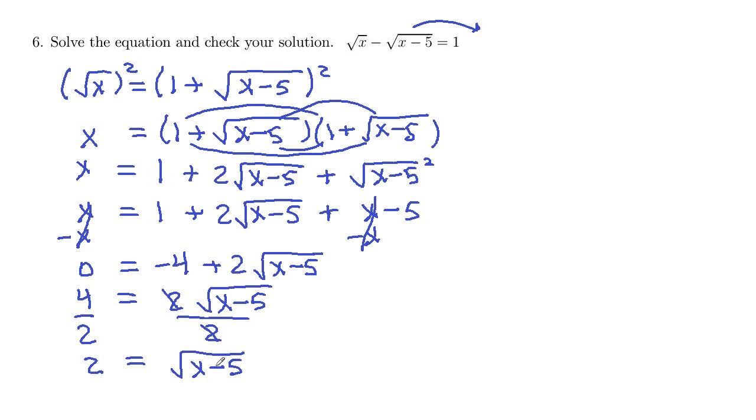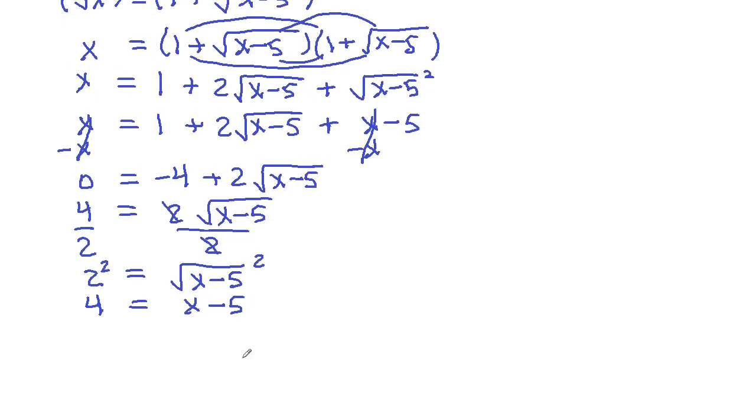So now once you've got the root isolated, square both sides again. So square and square. So 2 squared is 4. And the square root of x minus 5 squared is just x minus 5, because square and square root undo each other. And now add 5 on both sides. So we get 9 equals x minus 5 plus 5. Those cancel. X equals 9.